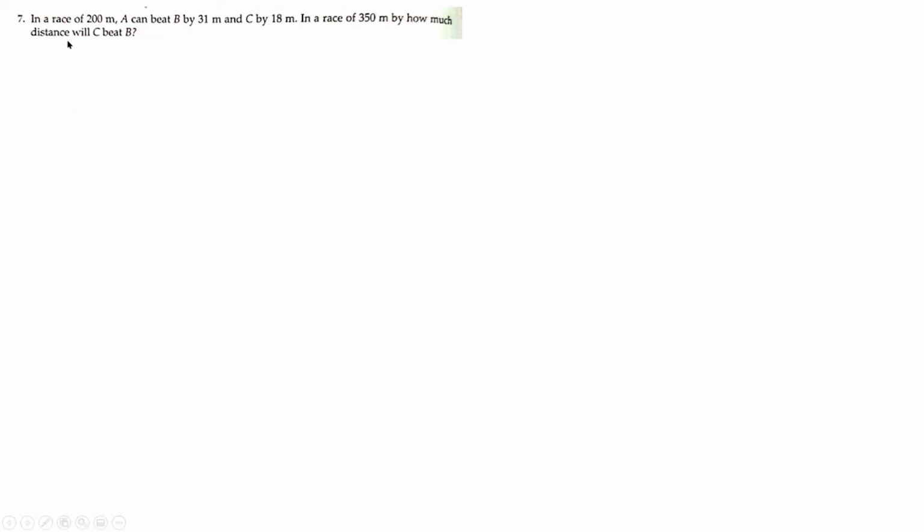Next question, in a race of 200 meter, A can beat B by 31 meter and C by 18 meter. In a race of 350 meter, by how much distance will C beat B? So here it is given, in a race of 200 meter, A can beat B by 31 meter and C by 18 meter. So using this relation, we can find the speed of A is to B is to C, and then after that we can find, in a race of 350 meter, the distance by which C will beat B.